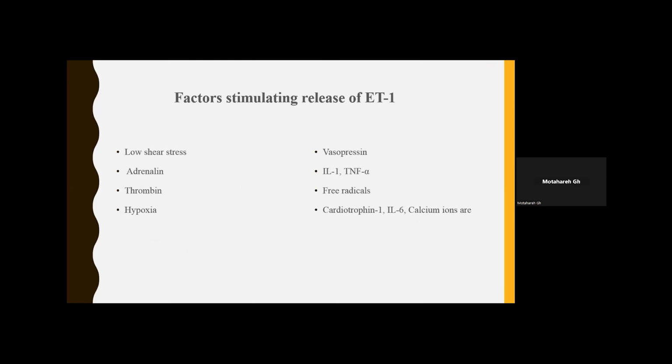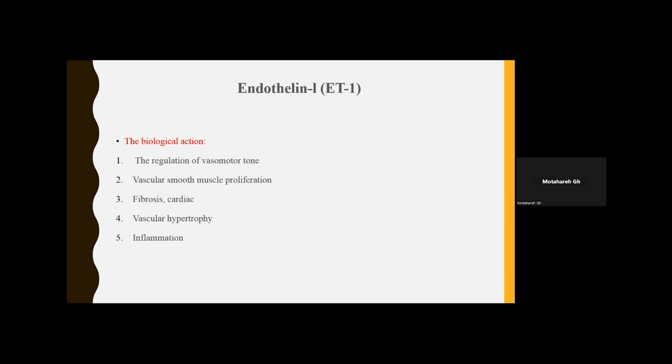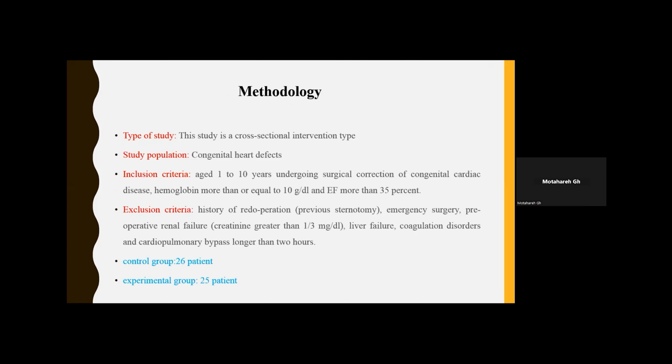Some factors that stimulate the release of endothelin 1 are low shear stress, adrenaline, thrombin, hypoxia, vasopressin, interleukin 1, TNF, free radicals, interleukin 6, and calcium ion. The biological actions of endothelin 1 are the regulation of vasomotor tone, vascular smooth muscle, fibrosis, cardiac hypertrophy, and inflammation.